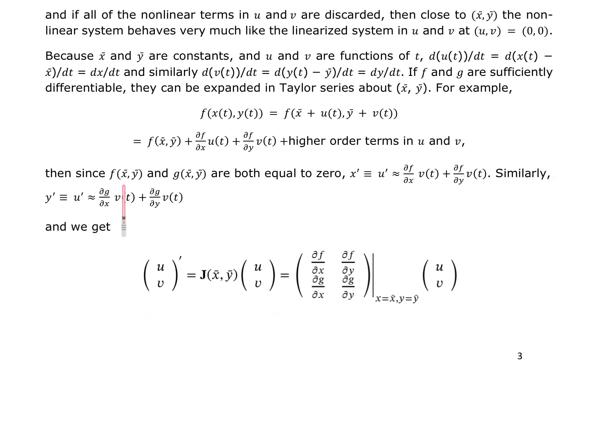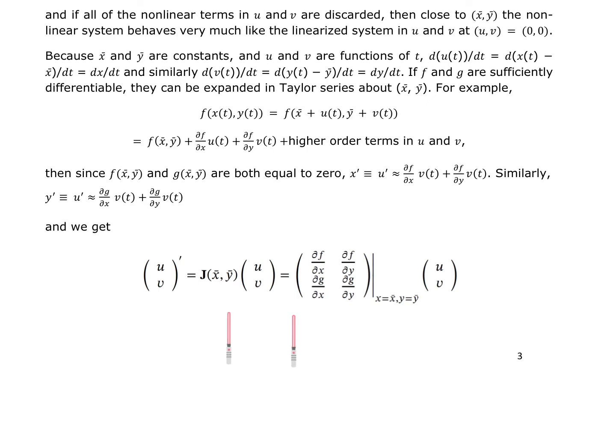Since f of (x bar, y bar) and g of (x bar, y bar) are both equal to 0, then x prime, equivalent to u prime, is approximately equal to the derivative of f with respect to x times u of t, plus the derivative of f with respect to y times v of t. Similarly, y prime, equivalent to v prime, is approximately equal to the derivative of g with respect to x times u of t, plus the derivative of g with respect to y times v of t. And we get this lovely Jacobian.